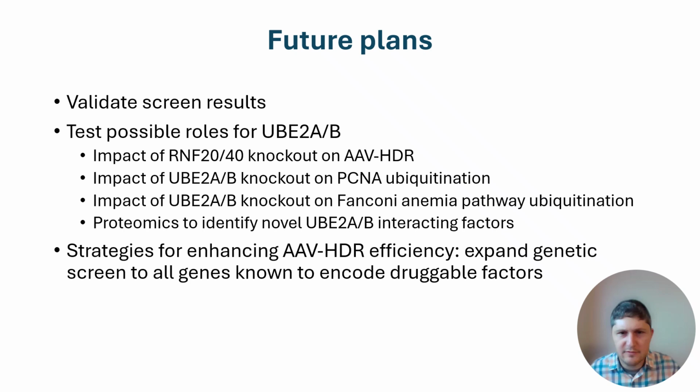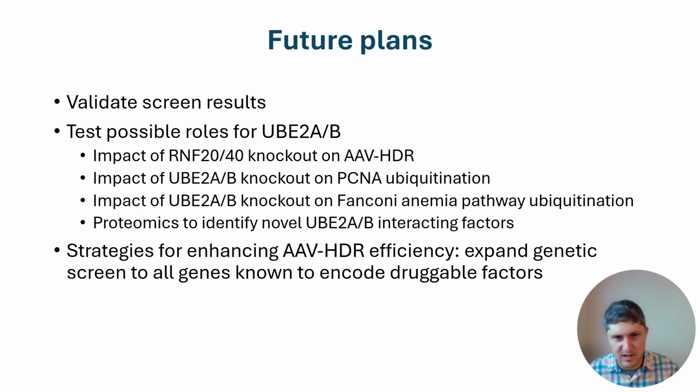All right, so for our future plans, first we need to validate our screen results. To do this, we'll individually knock out some of our top screen hits and then see what the impact of that gene knockout is on the efficiency of homology-directed repair. And then once we validate our screen hits, we plan on testing possible roles for UBE2A and B, as I mentioned in the previous slide.